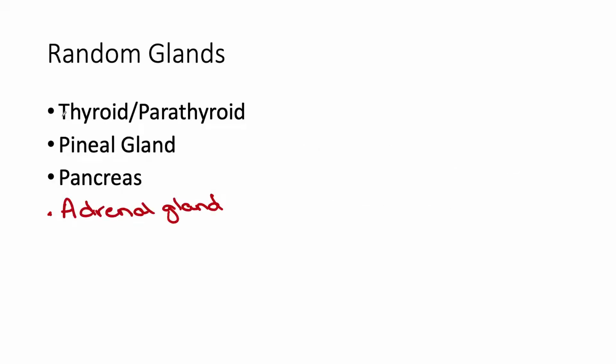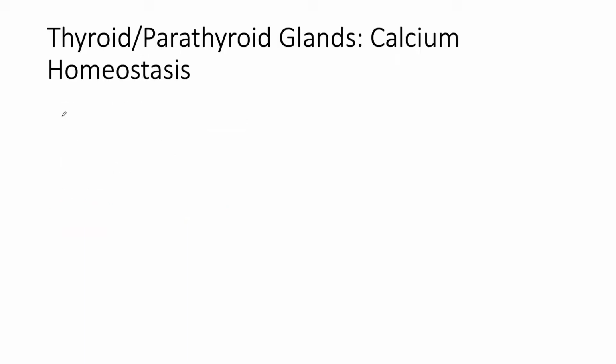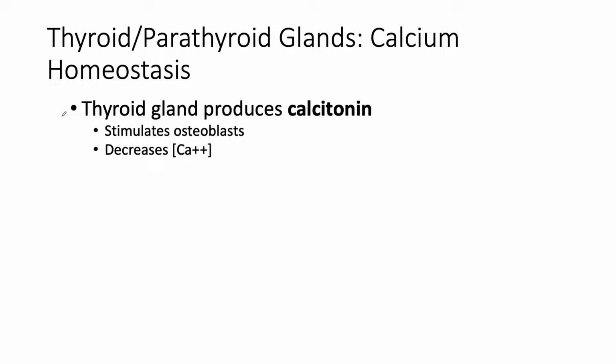Those glands include the thyroid and parathyroid glands, the pineal gland, the pancreas, and one that I forgot to put in here, but I will be talking about, is the adrenal gland. Let's start with the thyroid and parathyroid glands. They are responsible for calcium homeostasis. The thyroid gland will produce a hormone called calcitonin. This calcitonin is going to stimulate osteoblasts and decrease calcium in the blood.